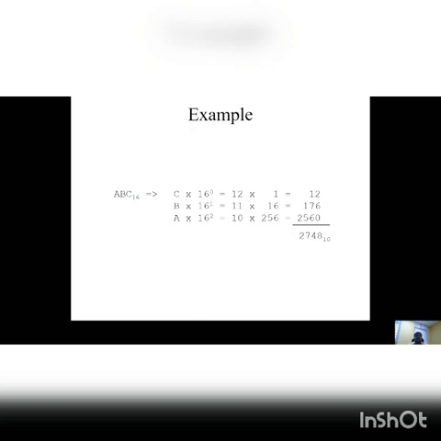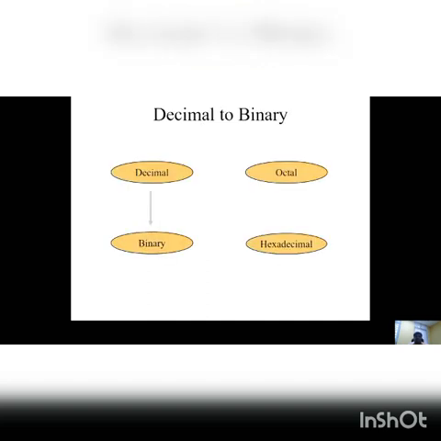C is equivalent to 12. 12 into 1 equal to 12. B is equivalent to 11. 11 into 16 equal to 176. And A is equivalent to 10. 10 into 256 is 2560. Now we will add 12 plus 176 is 188, plus 2560 equal to 2748. So 2748 is the decimal equivalent to hexadecimal ABC.